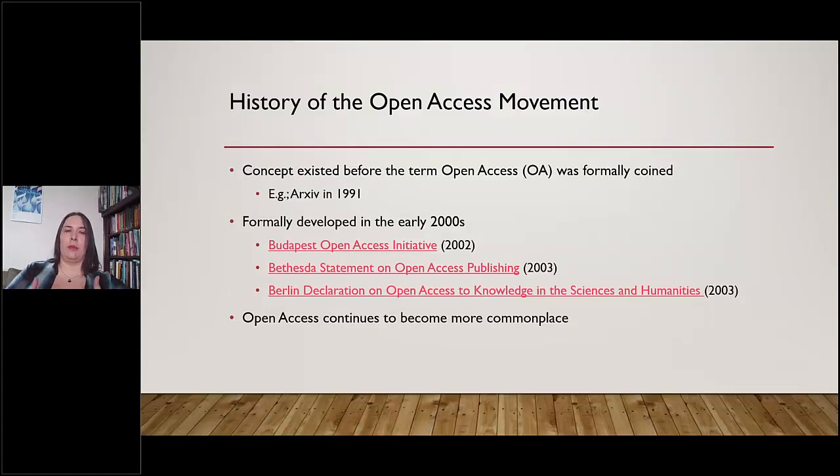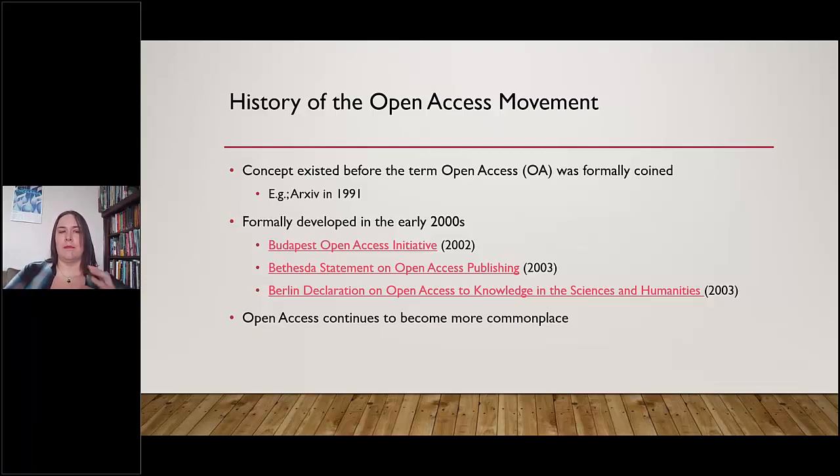So to begin, the history of the open access movement. The concept for it existed before the term open access was formally coined. For example, arXiv, which is a preprint server in the physics, math, and sciences, was created in 1991. But the idea of open access as we know it was formally developed in the early 2000s. And this sort of came out of this realization that, well, we've got this internet, we've got this ability to make things more accessible, to make things more available, because we don't have to put everything in physical journals that you have to buy, that you have to ship everywhere.